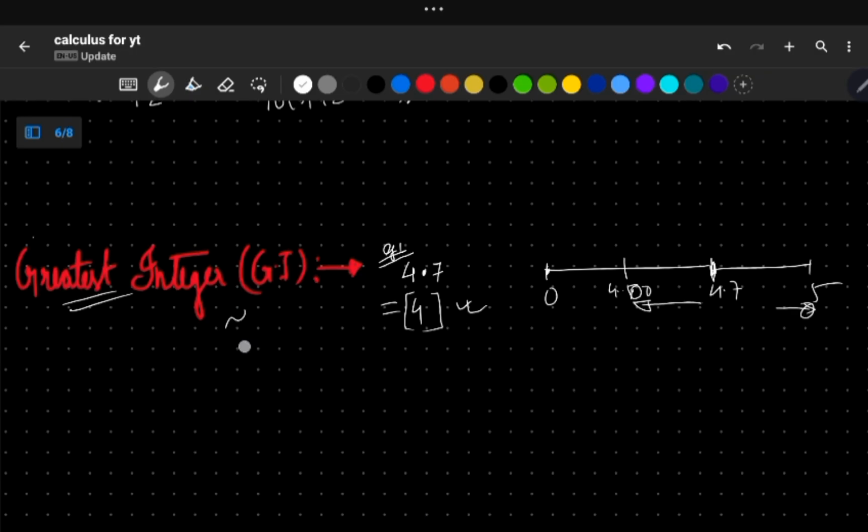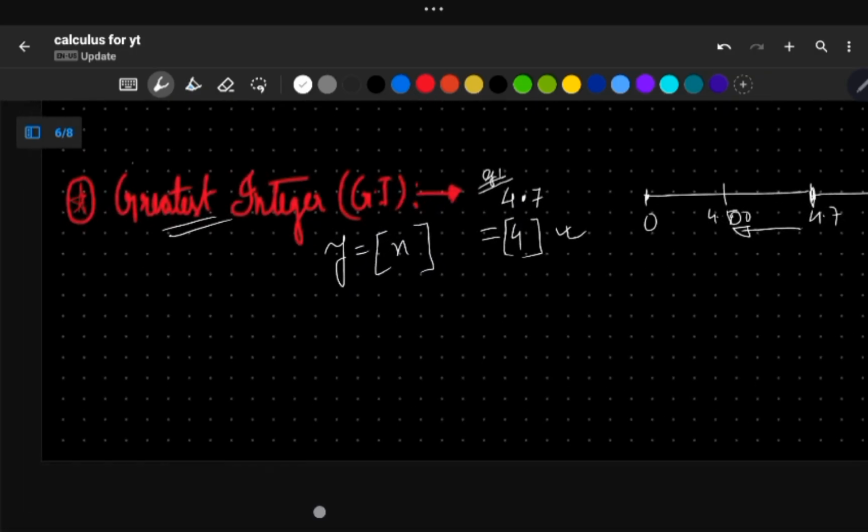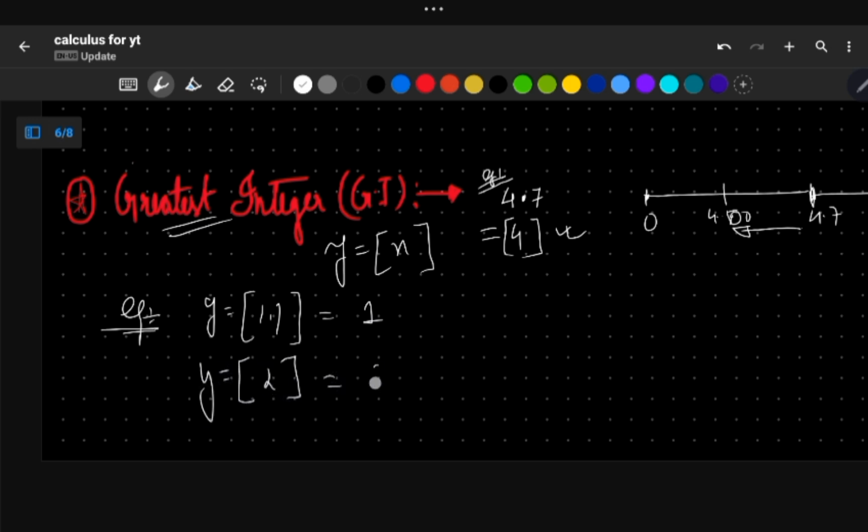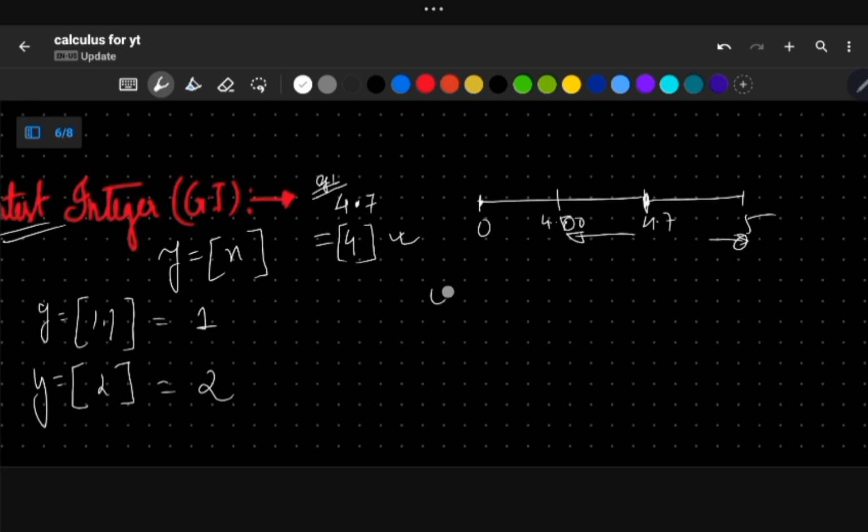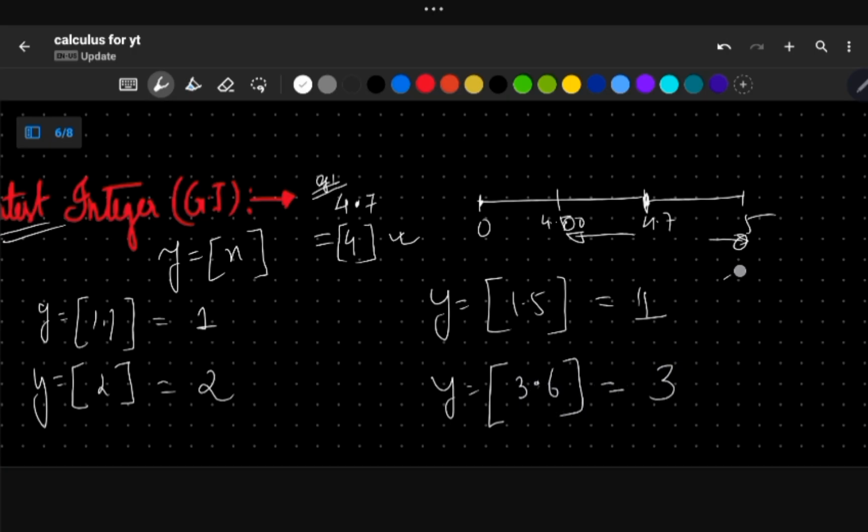We can write it as y is a function of the greatest integer function. Let us take another example, y equals 1.1. What is the greatest integer? That is 1. What is the greatest integer of 2? That is 2. For 1.5, the greatest integer is 1. For 3.6, the greatest integer is 3. So this is all about the greatest integer function.